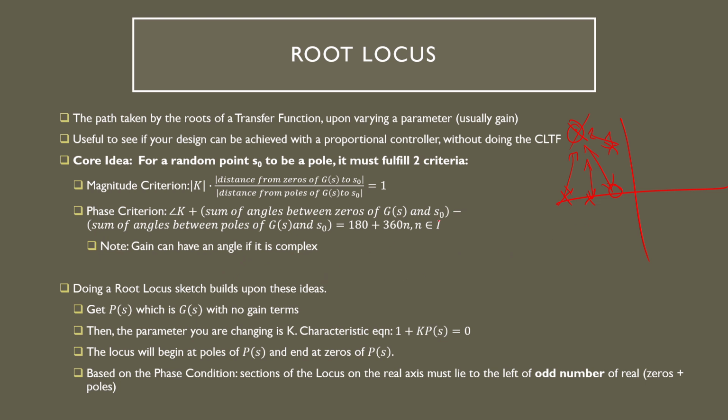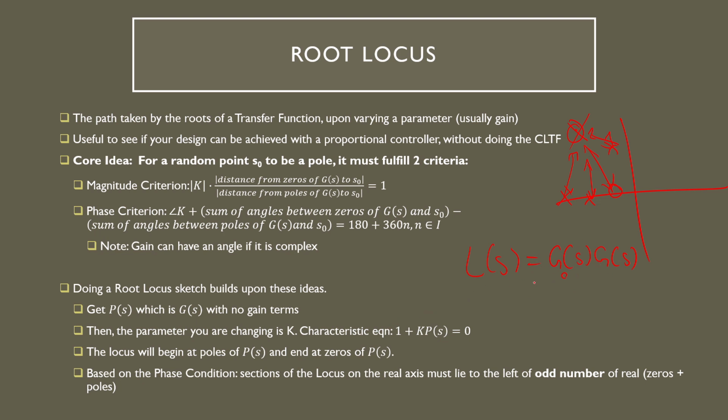So to sketch the root locus of a system, it builds upon these ideas. That means that you need to do a few things. First step is going to be to find P of s. P of s is basically you isolating the parameter you are changing from the given transfer function G of s. L of s, I guess. L of s is equal to GC of s, G of s.